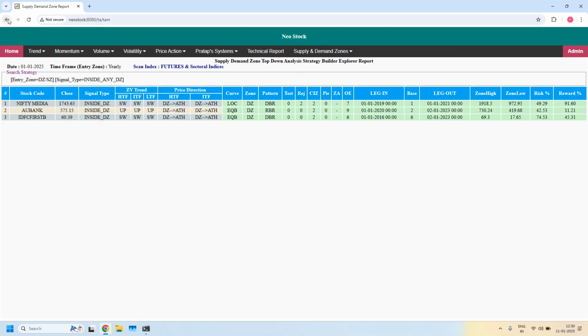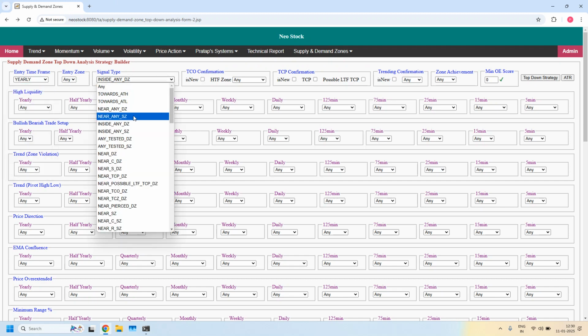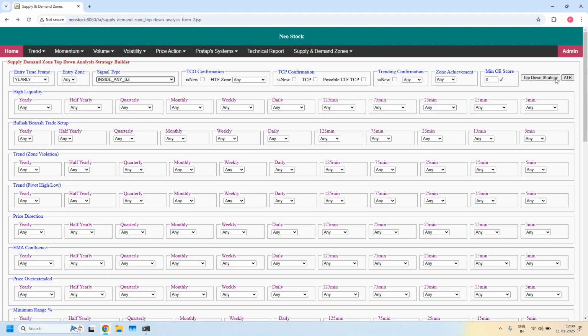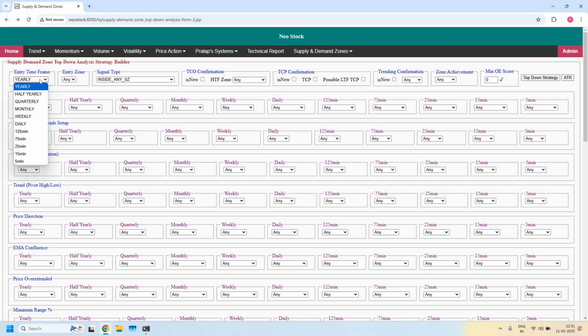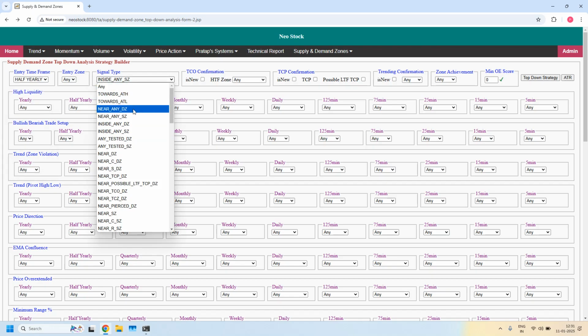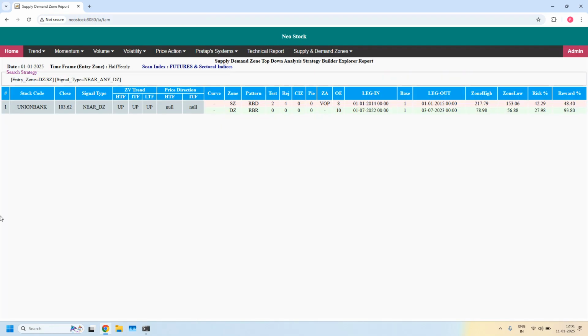Okay, next, yearly time frame. Price closed inside yearly supply zone. We don't have any stocks. Okay, next time frame is half yearly. Stocks near half yearly demand zone. 1 stock is filtered.